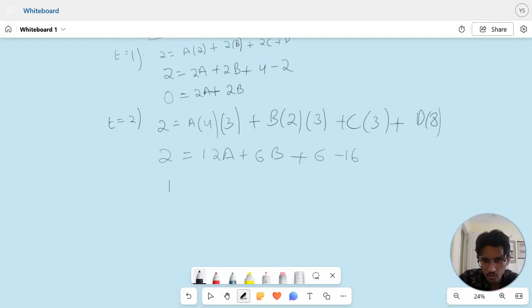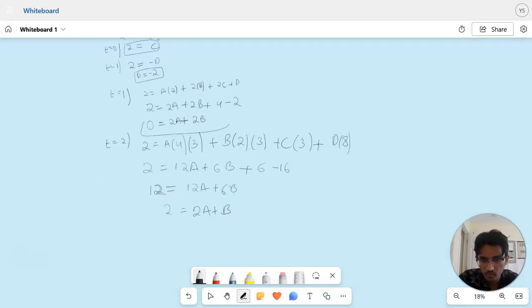Okay, so if we do the subtraction, it's going to be 12 equals 12A plus 6B, so 2 equals 2A plus B. Now if you solve the system of equations for both of these equations, you're going to get A equal to 2, B equal to -2.